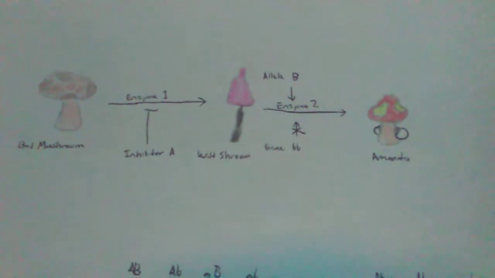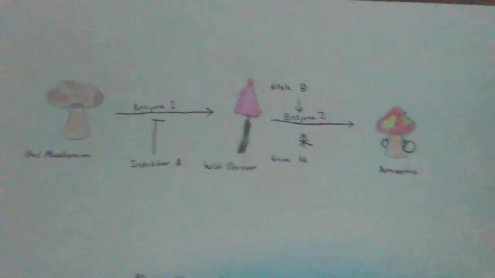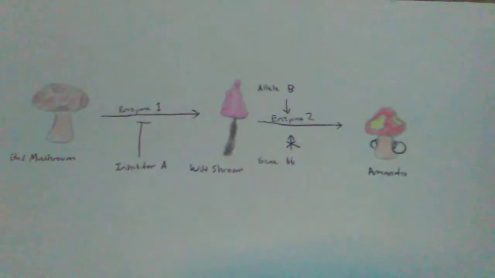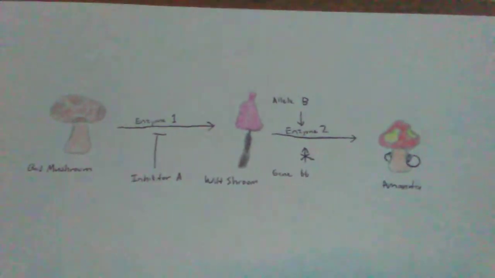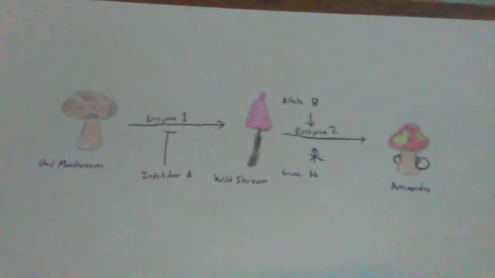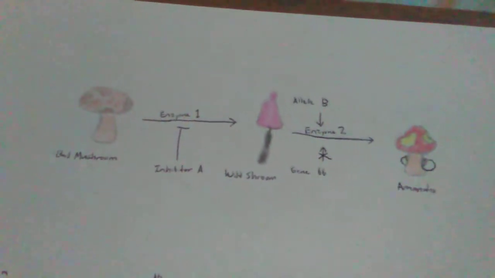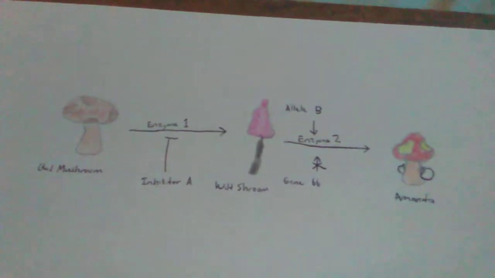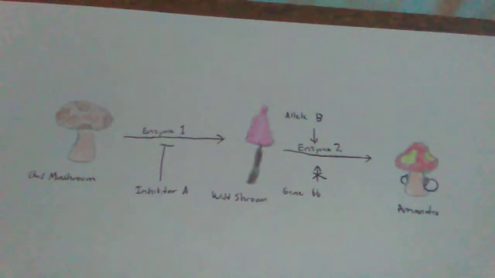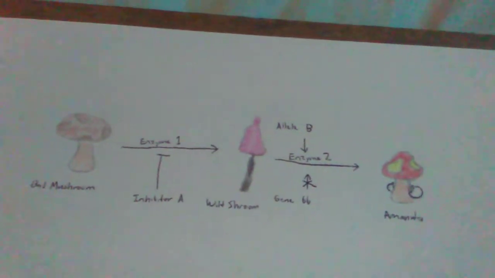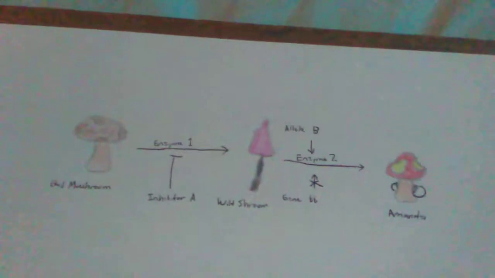There is a species of mushroom which comes in 3 different types: the bad mushroom, the wilt shroom, and the amanita. Which of the types the mushroom will turn into is based on 2 genes. If the first enzyme is inhibited, the mushroom will be a bad mushroom. If the first enzyme is synthesized and the precursor is allowed to turn into the intermediate, then the mushroom would be a wilt shroom. If the second enzyme is synthesized and it allows the intermediate to turn into the product, the wilt shroom becomes an amanita.